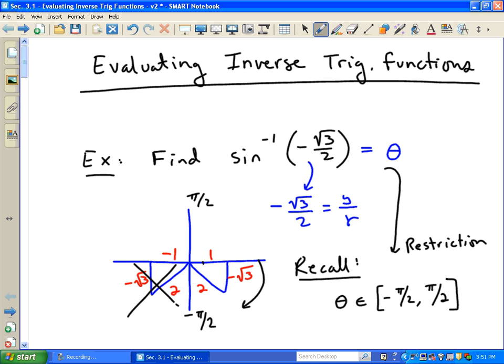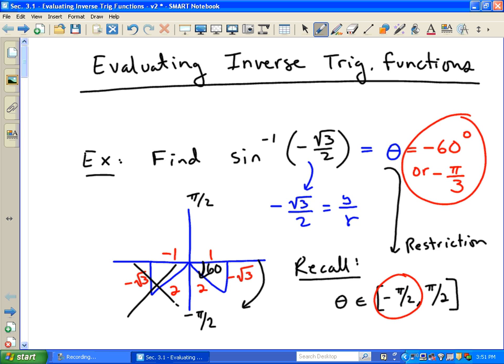What is our reference angle? Our reference angle there is a 60-degree angle, we know. But because we have a restriction on sine inverse, and we obtain an angle in the fourth quadrant by rotating clockwise to get a negative angle, this particular value would end up being negative 60 degrees or negative pi over 3. So that would be the answer for sine inverse of negative square root of 3 over 2. Let's think of another example.